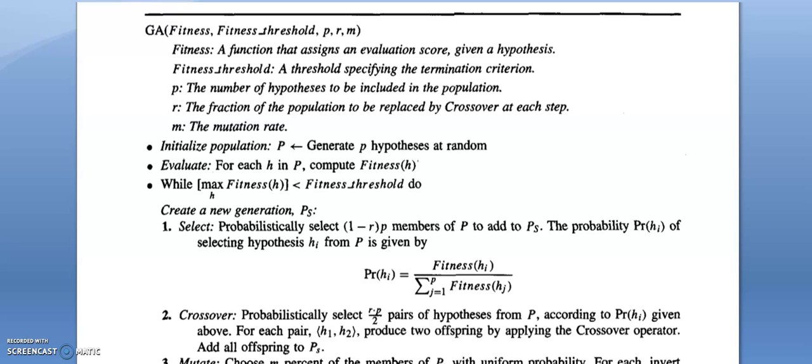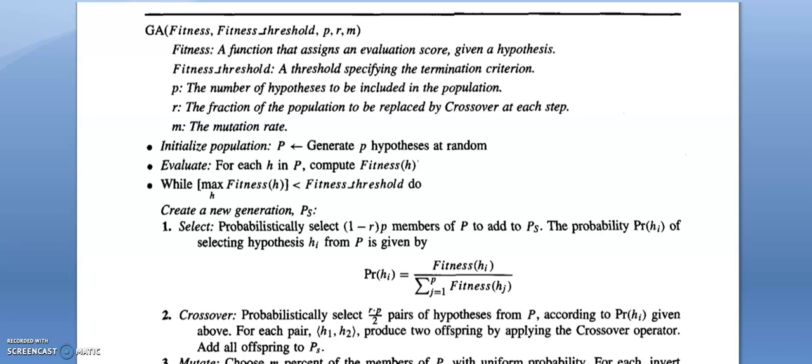So today we are going to discuss the prototypical genetic algorithm, and this algorithm is given in your book by Tom Mitchell. Okay, you can refer from there. Now here we have the input parameters like the fitness function, the function that assigns an evaluation score for the given hypothesis is represented by fitness.